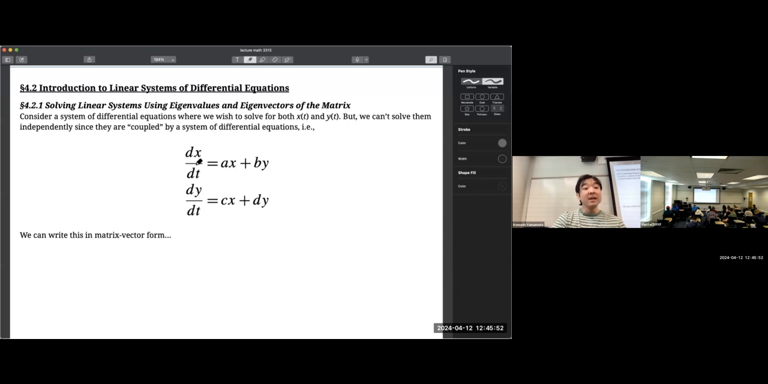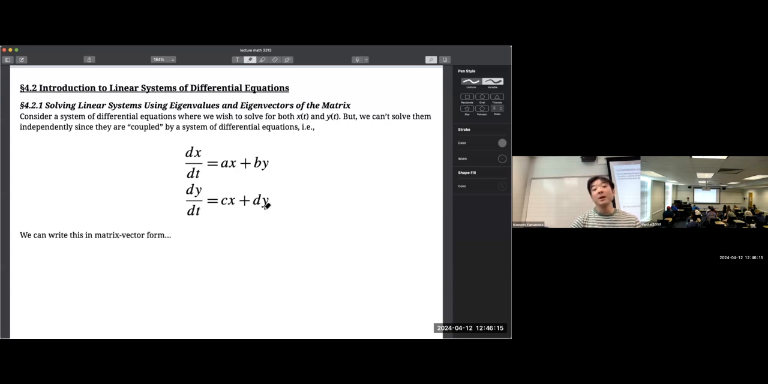So like you have dx over dt equals ax plus by, but that y is actually having to satisfy this other differential equation. That's a system that you have to solve simultaneously. Your unknowns are both x of t and y of t, but you can't solve them independently of each other because they are coupled through this system of differential equations.